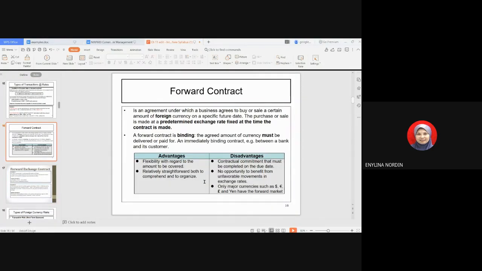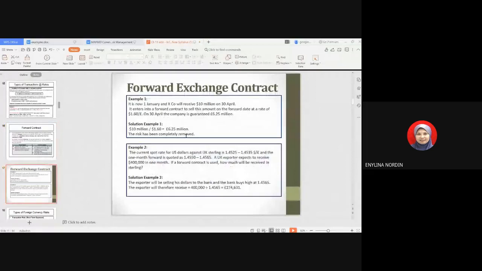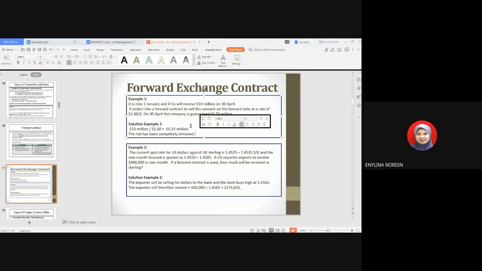So this is what we meant by there is no opportunity to benefit from unfavorable movement of exchange rate, if your forecast is not correct. But in this case, let's say it's correct. The amount that the company receives is 6.25 million on that particular date. That means the risk has been completely removed. In this case, they get exactly what they should get.